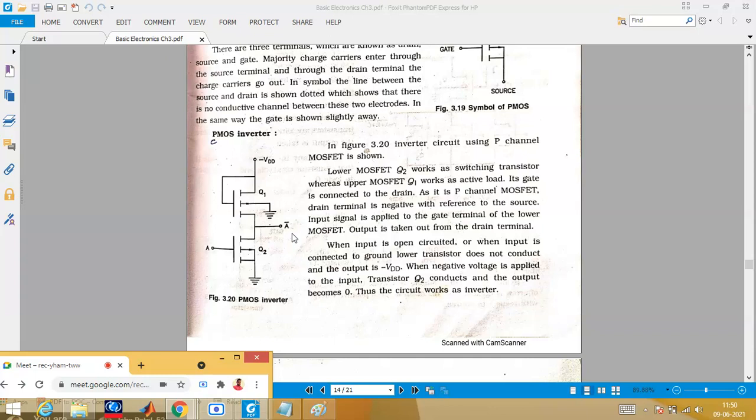Now let us try to understand the operation of it. First of all, I am making the input connected to the ground. Whenever you are making this open circuited, or when the input is connected to the ground, this lower transistor will not conduct.